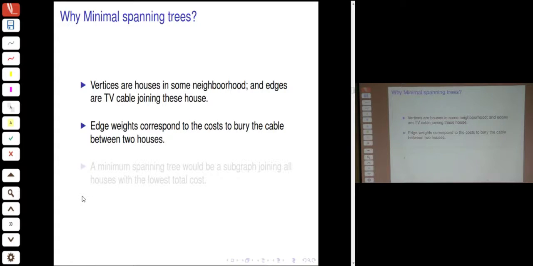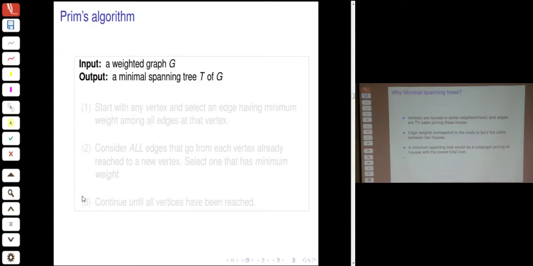So on the edges you can put the cost, you can put distance, whatever, to bury the cable and so on and so forth. So the minimum spanning tree would be a subgraph joining all the houses with the lowest total cost, right? So sometimes it is useful, and all right, so that's why we look at them.